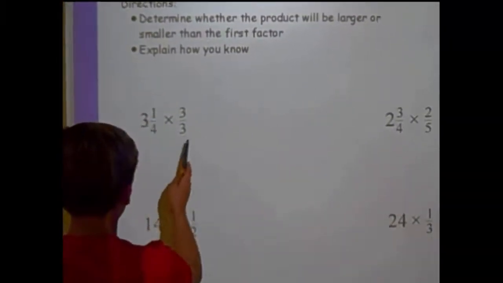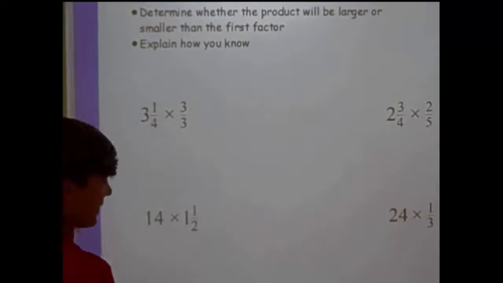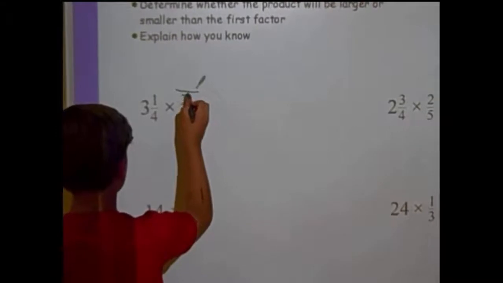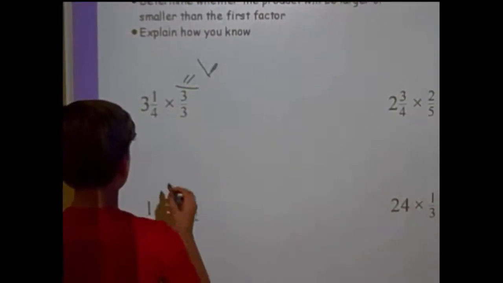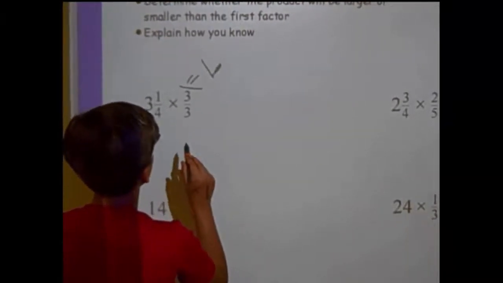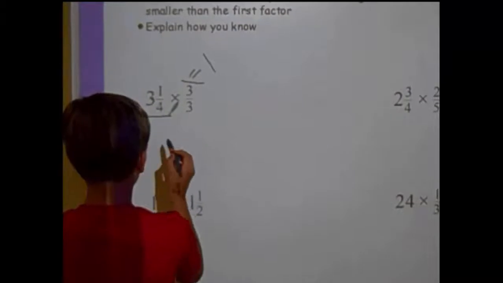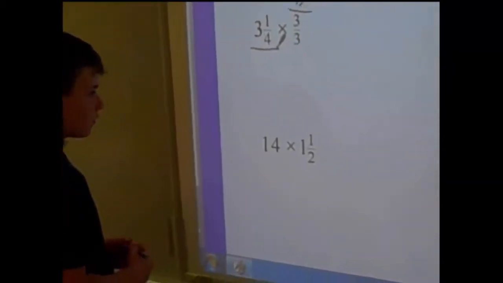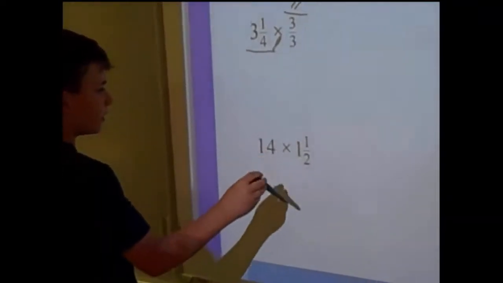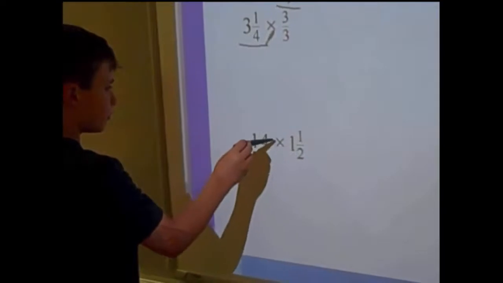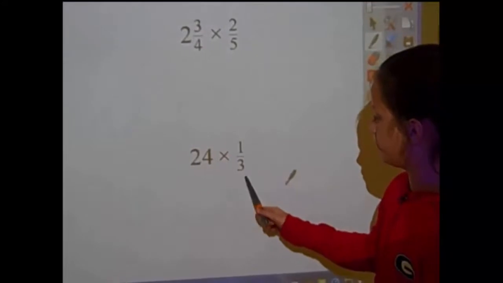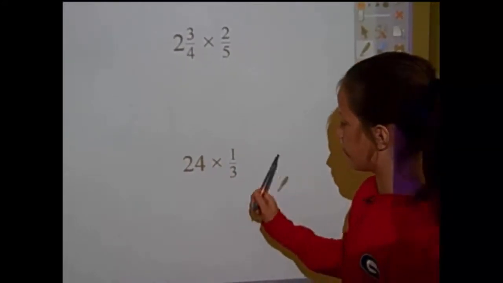So we have to look at the 2 factors and just kind of estimate to see what the answer will be. So I know that 3/3 is actually equal to 1. So that's basically 3 1/4 times 1, which is the same as the first factor. So that'll be equal times to 1 1/2. Well, if you multiply anything by 1 1/2, you're getting more than what it is because 1 1/2 is more than 1, so it would be more than 14. I'm going to do this one. Mm-hmm. So when you multiply a whole number by a fraction, you're taking a part from a whole, so you would get a part.